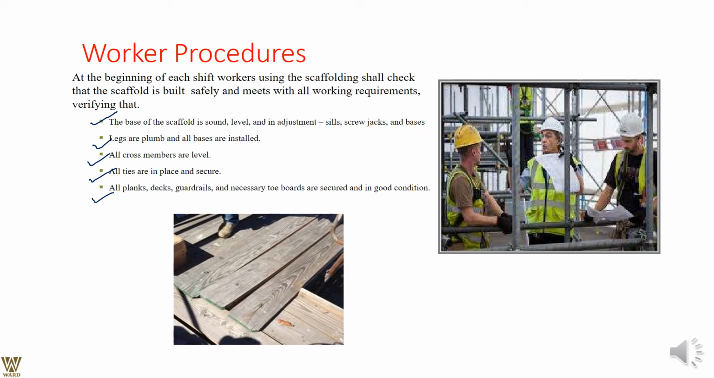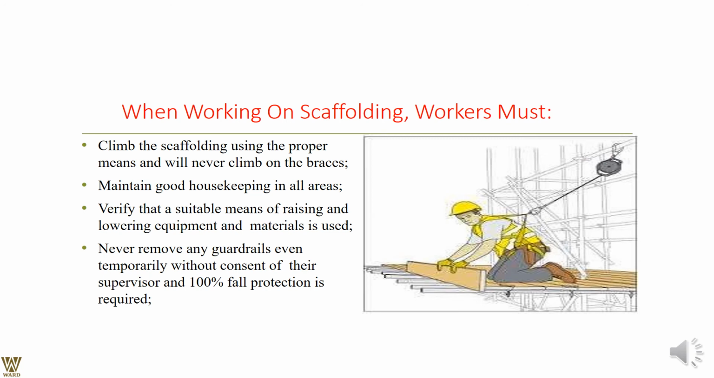So, what is the working procedure? This is the worker procedure at the very beginning. Please check it out. What do you check? The legs, the plumb, the cross members, the clamps are in place. They are perfectly working together. So when working on a scaffolding, please understand the worker should have a fall arrest mechanism. Climb the scaffolding using a proper means and never climb on the braces. Maintain good housekeeping at all times in all areas, verifying that suitable means of raising and lowering equipment and material is used.